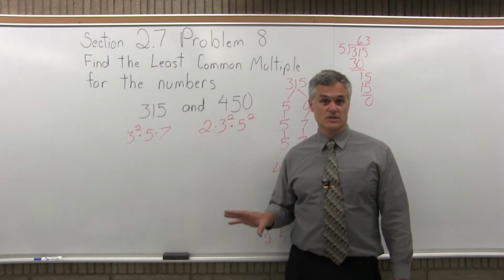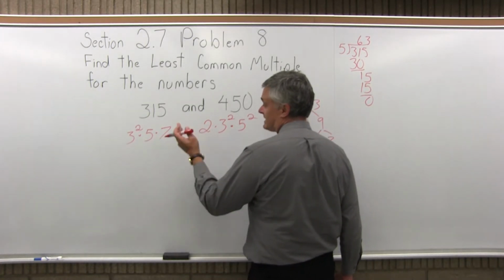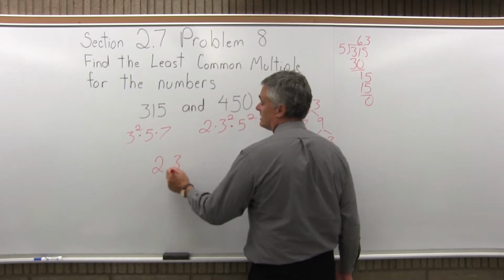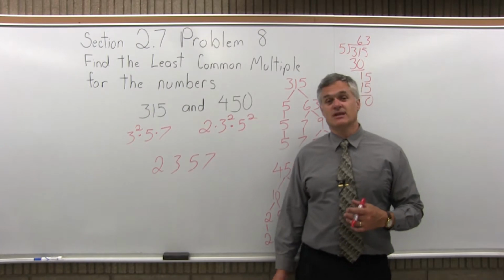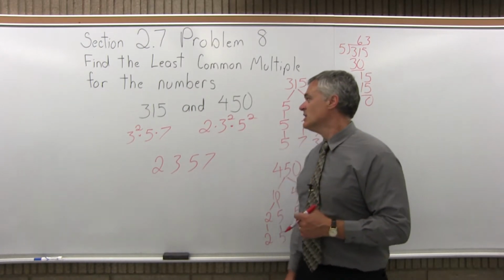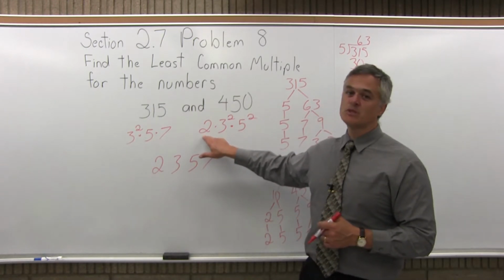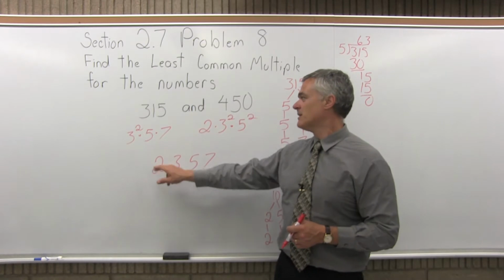Now that I have the prime factorization, the next thing you need to do is make a list of any prime that shows up in either prime factorization. So we have 2, 3, 5, and 7. Those are the primes that get used. Now what I want to do next is consider the exponents for each one of those primes and take the larger exponent in each case. So the 2 only shows up in one spot. It's 2 to the first power. So the 2 in my answer here will stay to the first power.